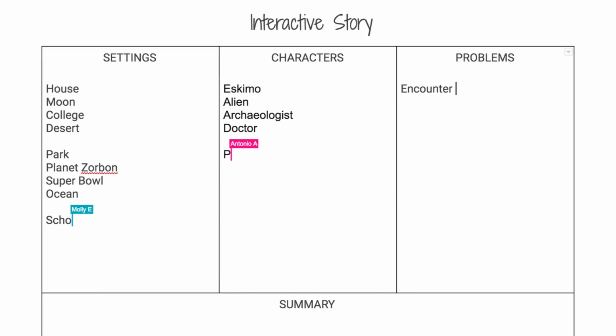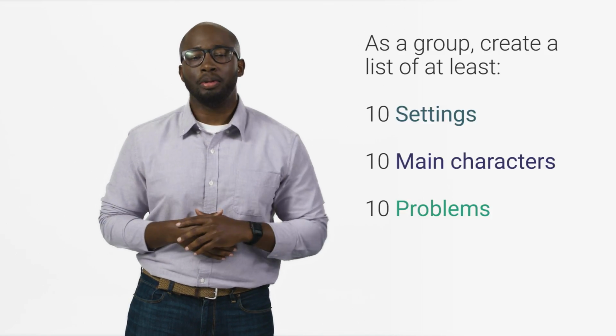Every story has three elements: setting, characters, and plot. Each group member will brainstorm different ideas for your story. By the end of this activity, your group should have at least 10 of each possible: settings, characters, and problems.